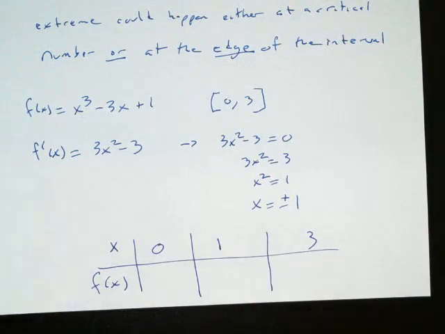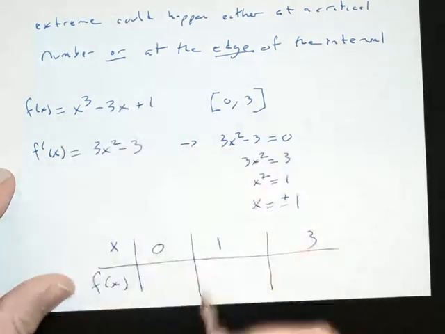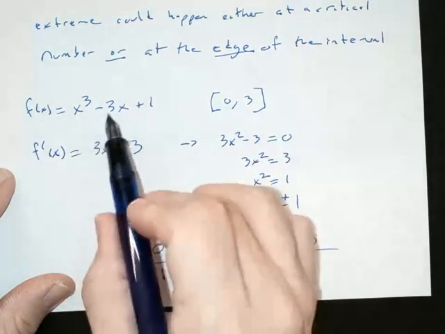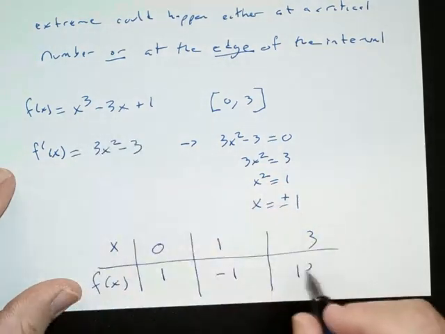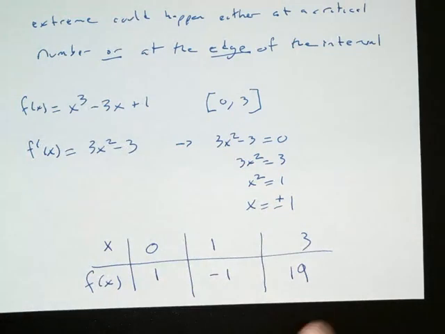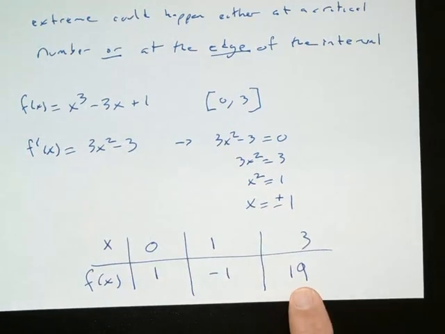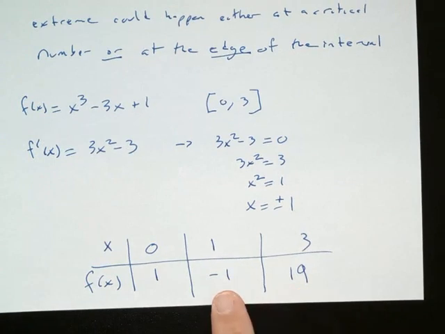So I can make a table to find the absolute maximum and minimum, which I know have to exist. I simply have to plug in these numbers into the original function, which makes my life a lot easier. 1 minus 3 plus 1 is negative 1. 27 minus 9 plus 1 is 19. There's my absolute maximum value occurring at 3. There's my absolute minimum occurring at x equals 1.